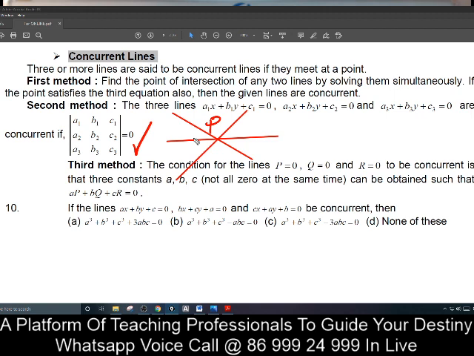Or otherwise, the concept that you should not forget is: solve any two lines and substitute that point of intersection in the third line. If this point of intersection satisfies the third line, then we call them three concurrent lines.